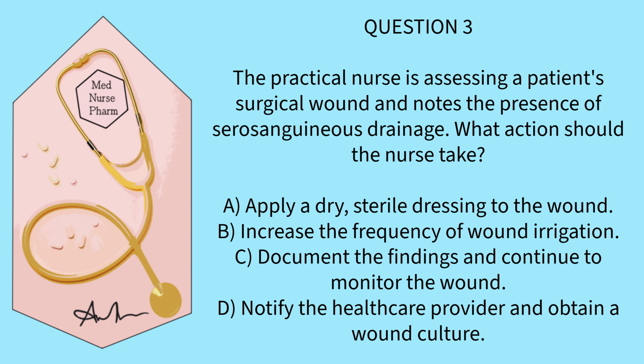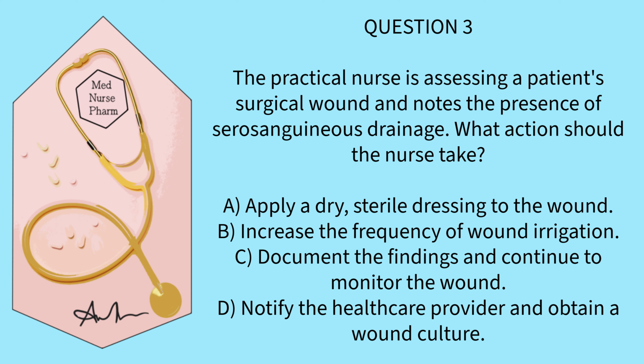Question 3. The practical nurse is assessing a patient's surgical wound and notes the presence of serosanguinous drainage. What action should the nurse take? Apply a dry, sterile dressing to the wound. Increase the frequency of wound irrigation. Document the findings and continue to monitor the wound. Notify the healthcare provider and obtain a wound culture.